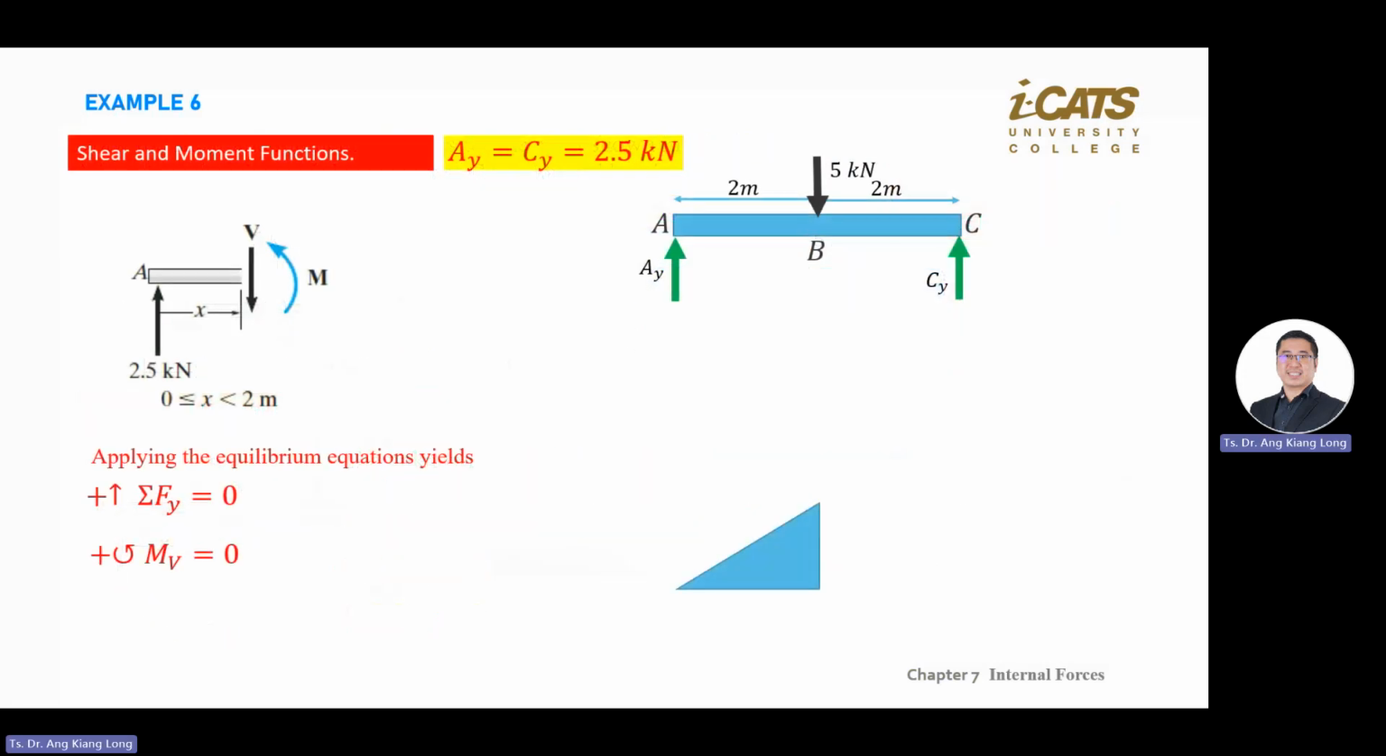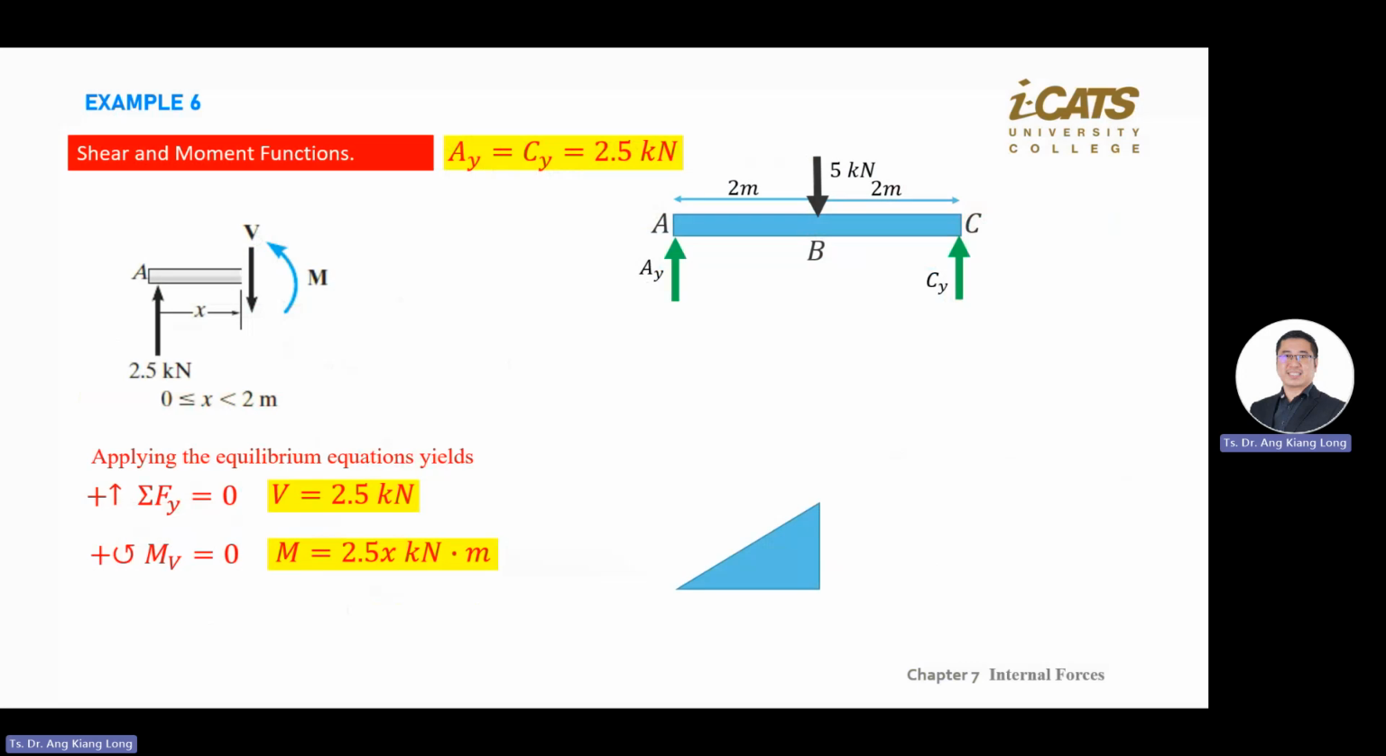Okay, we continue as you can see here. From here, if you do the analysis, you know that your V is equal to this one. Then your M, you have a linear equation here. How to find the M? If you put your finger here, your M is anti-clockwise. So M plus 2.5 kilonewton multiplied by x equals 0. You arrive at M equal to 2.5x.